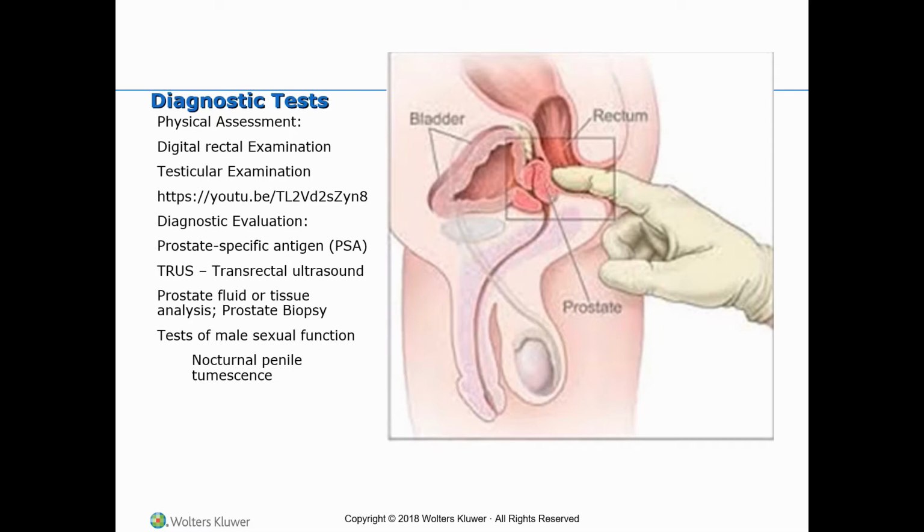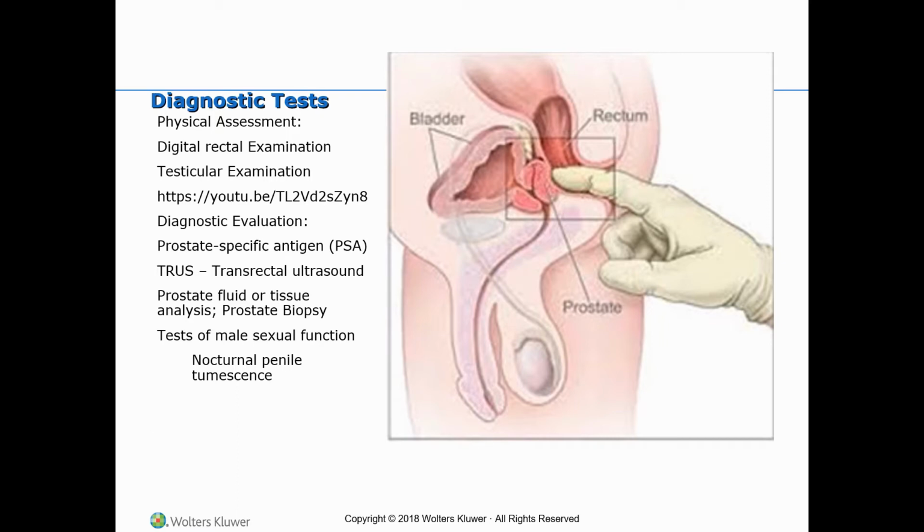Normal testes are smooth and uniform in consistency and feel like a boiled egg. Feel for small lumps or abnormality. If any small pea-like lump or if the testis is swollen, consult primary provider.